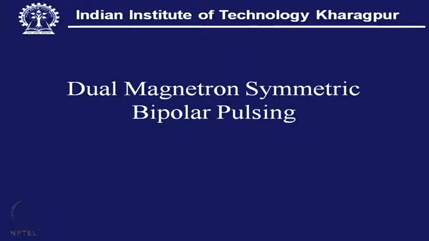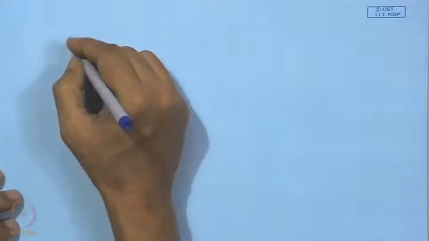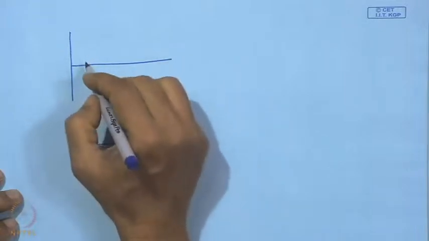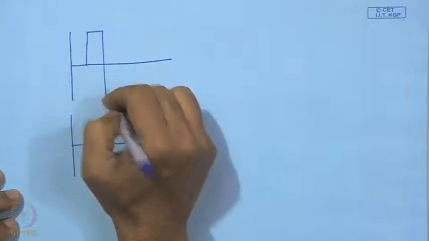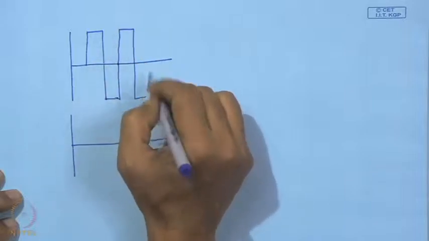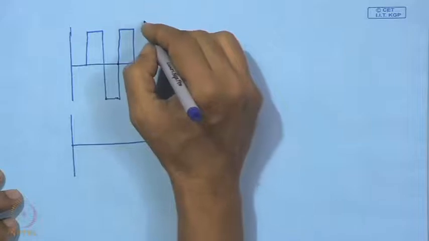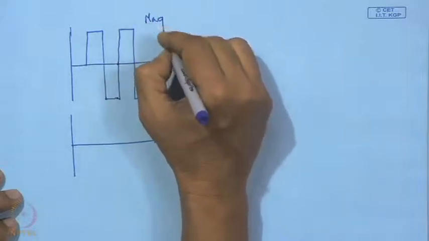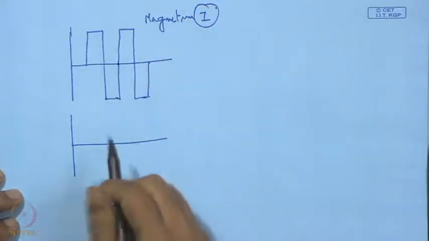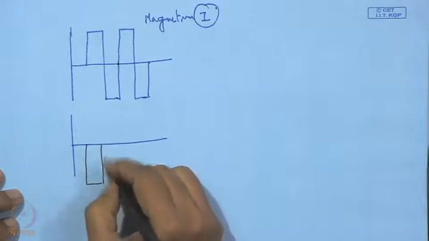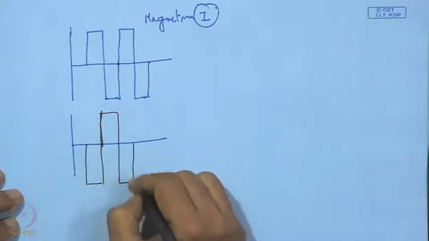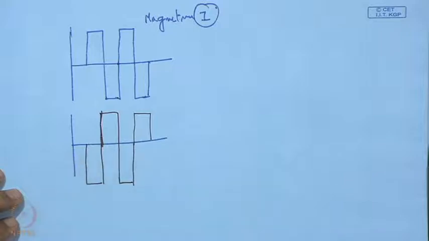Now, this one we can also look here, we can have this illustration. We have two magnetrons and one may be following this cycle, this pattern. So, this is for say magnetron 1 or the cathode 1, and this is going to be the magnetron 2. What is the advantage in this case?